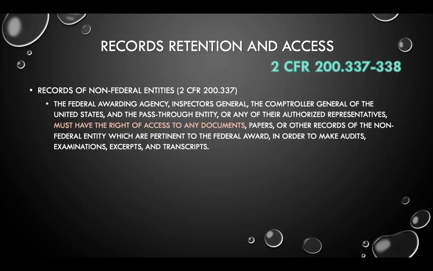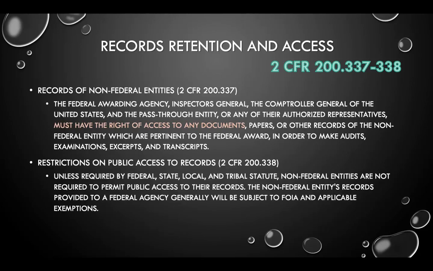Records of non-federal entities are described in 2 CFR 200.337. The federal awarding agency, inspectors general, the Comptroller General of the United States, and the pass-through entity, or any of their other authorized representatives, must have the right of access to any documents, papers, or other records of the non-federal entity which are pertinent to the federal award in order to make audits, examinations, excerpts, and transcripts.